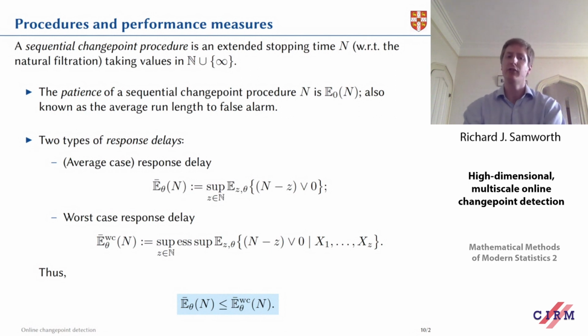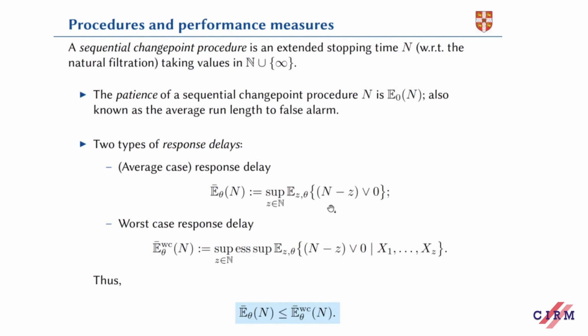There's an average case response delay. This is where we look at the worst case of where we could put the change, but we take the average over the pre-change observations of the difference. This n minus z is the delay here, but I don't want to get a bonus for declaring a change before it's actually occurred, so I'm going to take the maximum with 0.